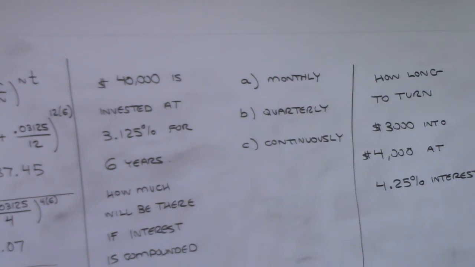Do 1.02 or 0.02604. 6. Yeah, that's fine. And then now hit that X to Y button right there, raised, and then 72, and then equals 1.205. There you go. And then you have to multiply that times the 40,000. You all good with that?